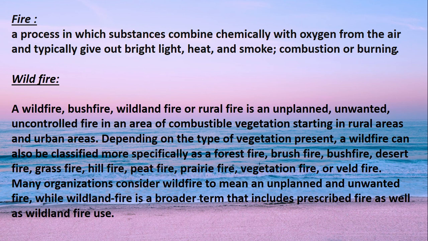And what is wildfire? A wildfire, bushfire, wildland fire or rural fire is an unplanned, unwanted, uncontrolled fire in an area of combustible vegetation starting in rural areas and urban areas. Depending on the type of vegetation present, a wildfire can also be classified more specifically as a forest fire, brush fire, bush fire, desert fire, grass fire, hill fire, peat fire, prairie fire or vegetation fire. Many organizations consider wildfire to mean an unplanned and unwanted fire, while wildland fire is a broader term that includes prescribed fire as well as wildland fire use.